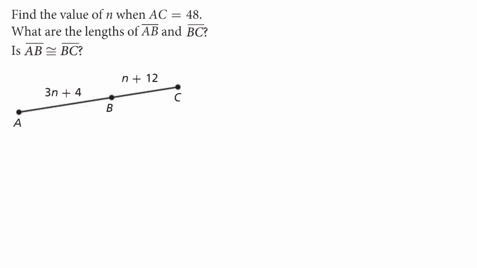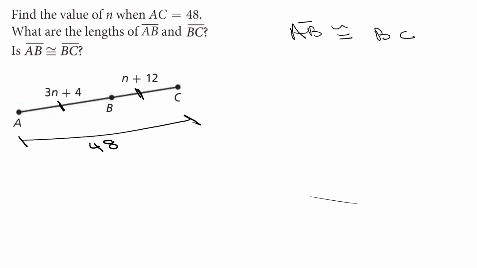Now, let's try to solve a few questions. Find the value of n. It means we have to find the value of an unknown variable, where AC is 48. They make a line segment and say that the distance from A to C is 48. What are the lengths of AB and BC, where AB is congruent to BC? If AB and BC are congruent, we can say they are equal to each other. So we write AB is congruent to BC. What is AB? AB is 3n plus 4.